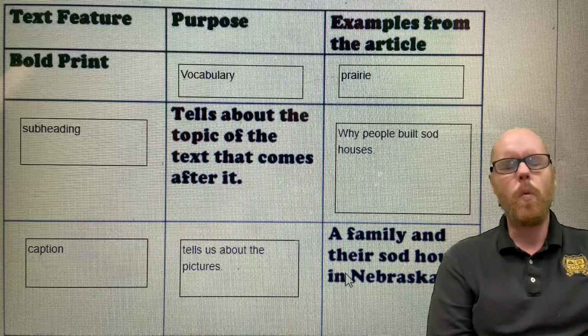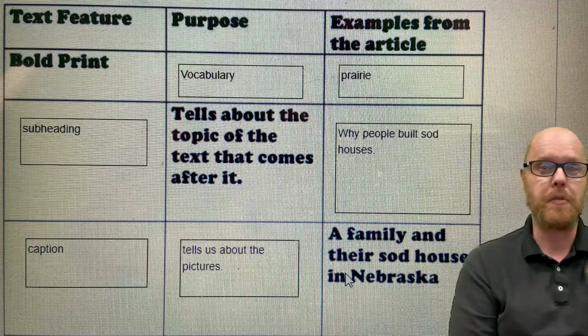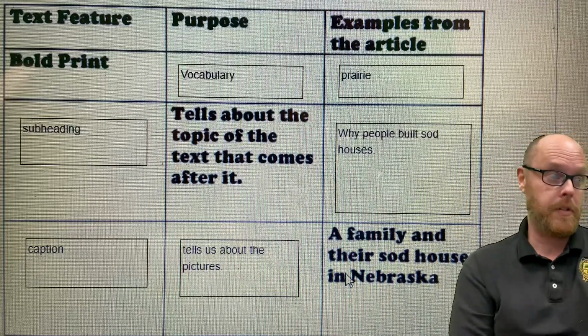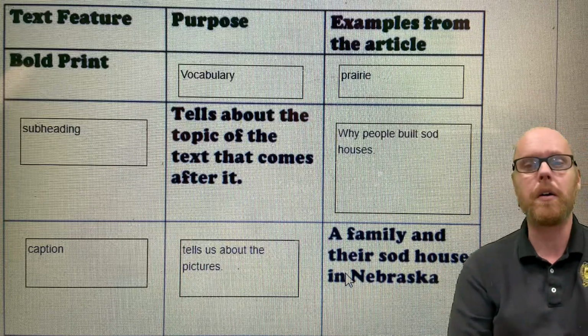And finally, we have captions. What captions do, if you could see right here, is tell us about the pictures.